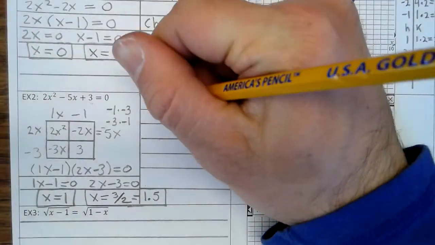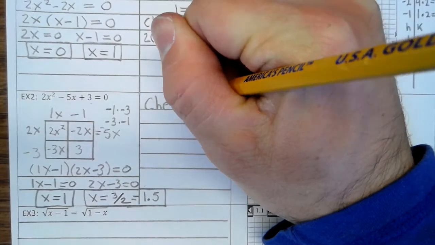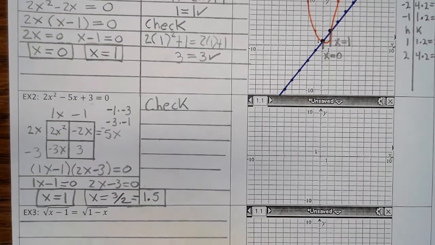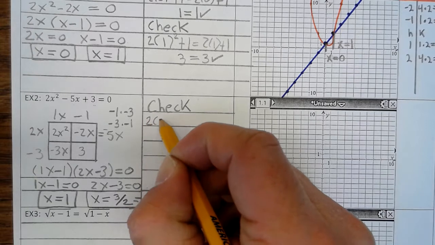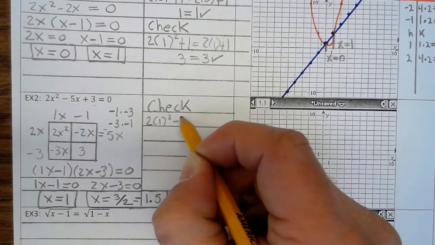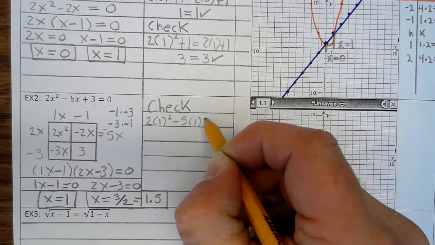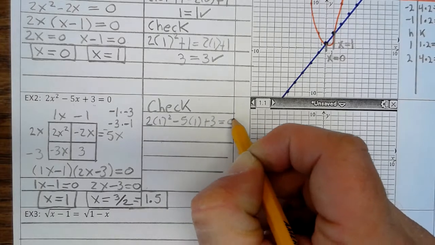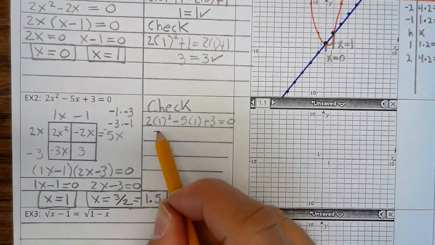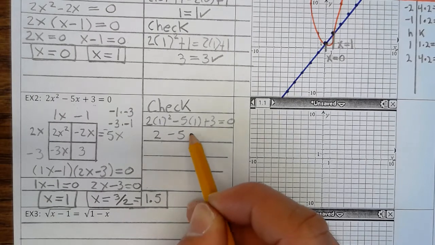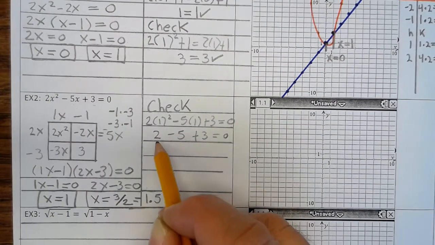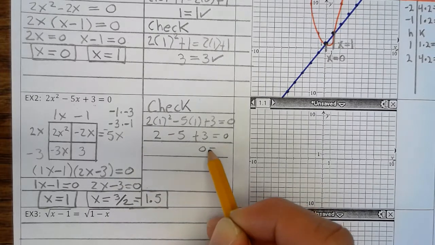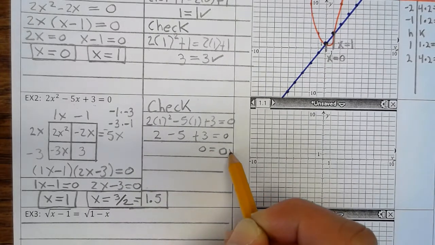All right, so we want to check. So let's start with 1. So 2 times 1 squared minus 5 times 1 plus 3 equals 0. Well, that's 2 minus 5 plus 3 equals 0. Well, that's 5 minus 5, so 0 equals 0. So it checks.